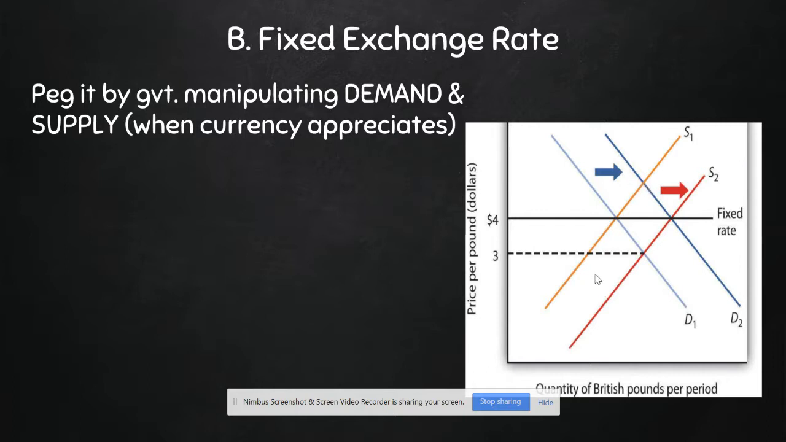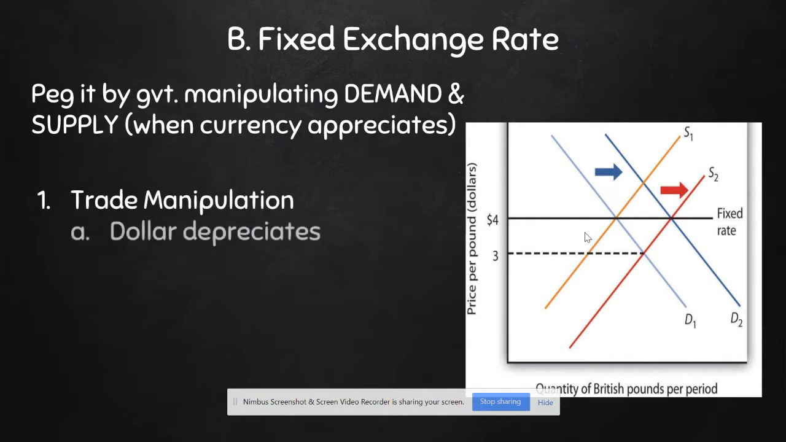Currently, we don't have that exchange rate. Currently, maybe we have $3 per pound, right? Now, because we set that fixed rate, this is where we want to be. This is the optimal exchange rate for our economy. We're going to have to manipulate our currency in order to make that happen, right? So there are a couple of ways to manipulate the currency in order to make this happen.